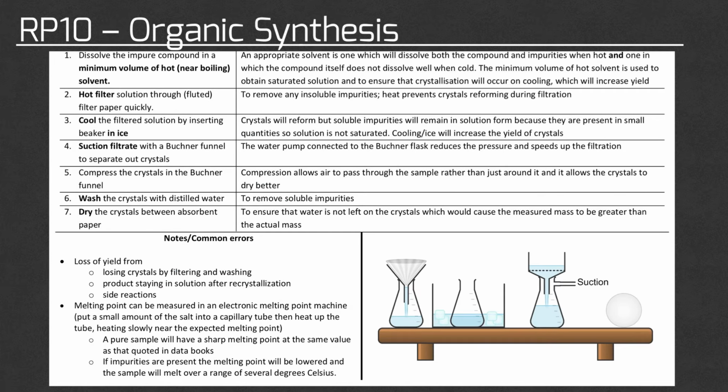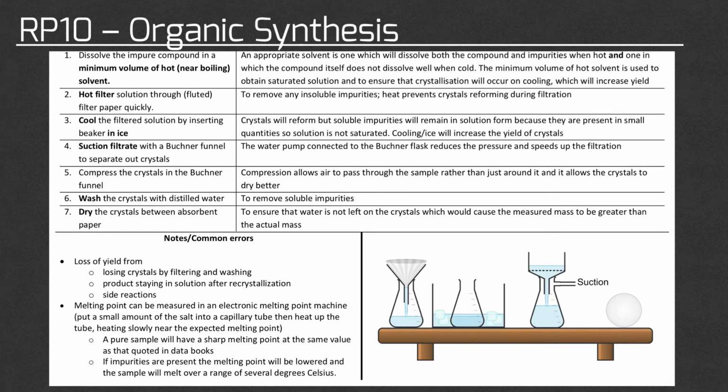Required Practical 10 involves producing a pure organic solid and testing its purity. There are various ways in which you might end up producing an organic solid. We're now going to have a look through how we could purify it. In the exam, you've got to give the different steps and the reasons for those steps as to how you could purify an organic solid.